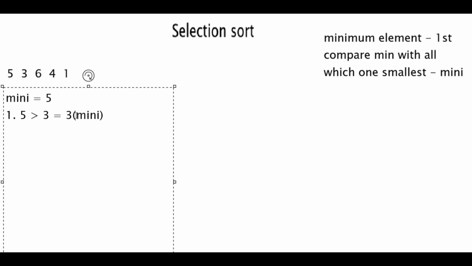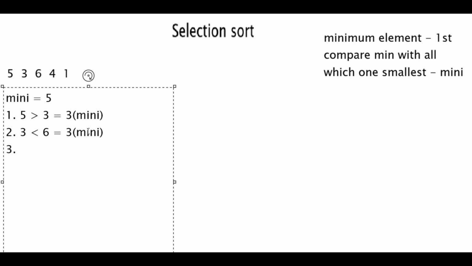After that, 3 will be compared with 6, and we will get 3 only, because 3 is lesser than 6, so it will be mini. Guys, please make a note. We are going to make it ascending order, not descending order. So we are going to take the mini. If you want descending order, you can take maxi. That's up to you.